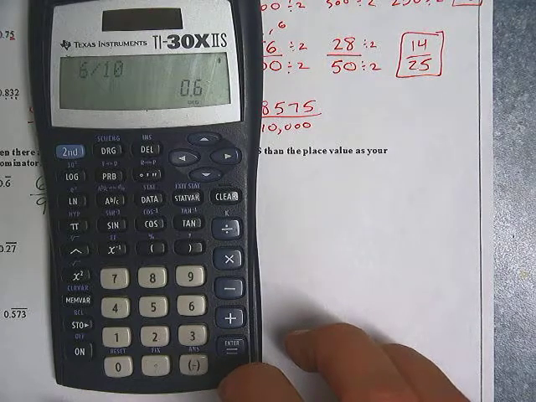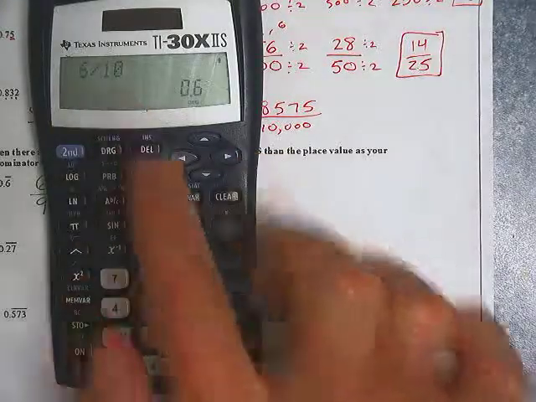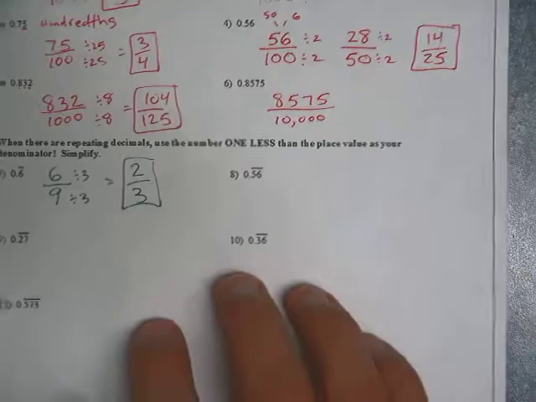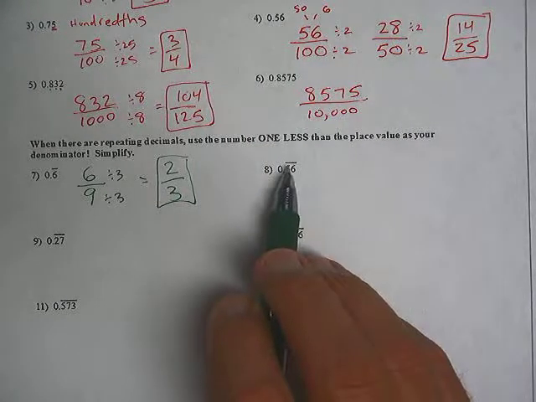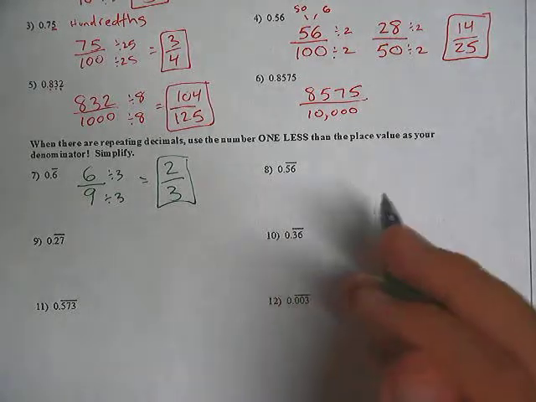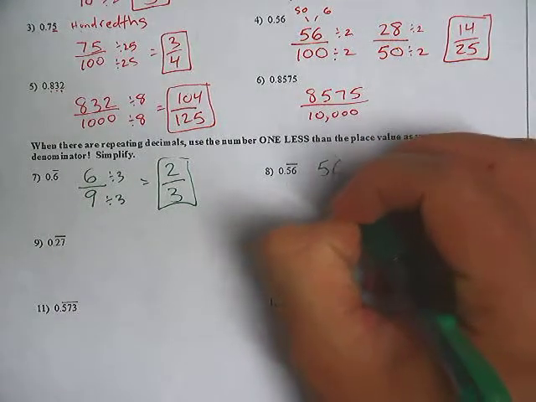Because it's the same number, I should get the same answer. Sure enough, 0.6 repeated. So what if I put 6 tenths? 6 divided by 10. I just get 0.6. Okay, there's no repetition. So if I want 0.6 repeated, it's not 6 tenths, it's 6 ninths. All right, so it's 1 less. So let's slide over to number 8.